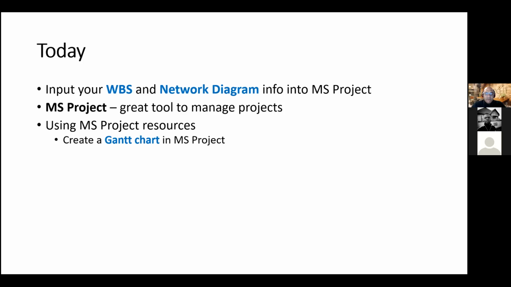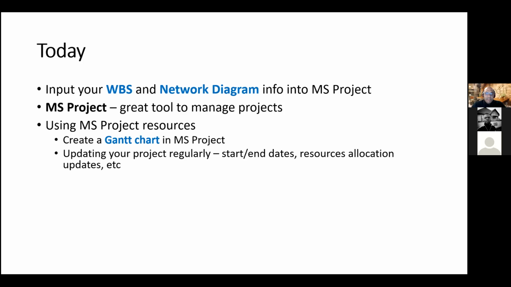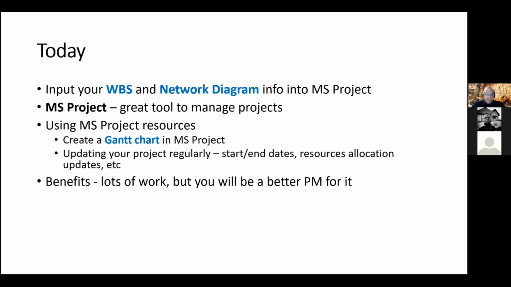All right. We need to be able to create a Gantt chart, which will detail the flow of our project from start to finish. And we need to be able to update this information about our resources, the durations of all these activities, the start and end dates, who is working, and the resources allocated to each of these. We need to do all this in Microsoft Project. Even though this takes time and can be complicated, at the end of the day it will be a huge benefit to you as a project manager, and it will make you a better project manager.